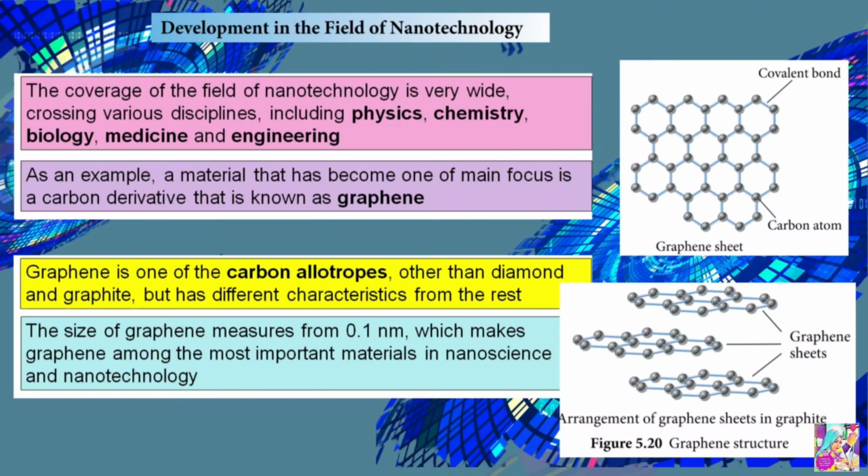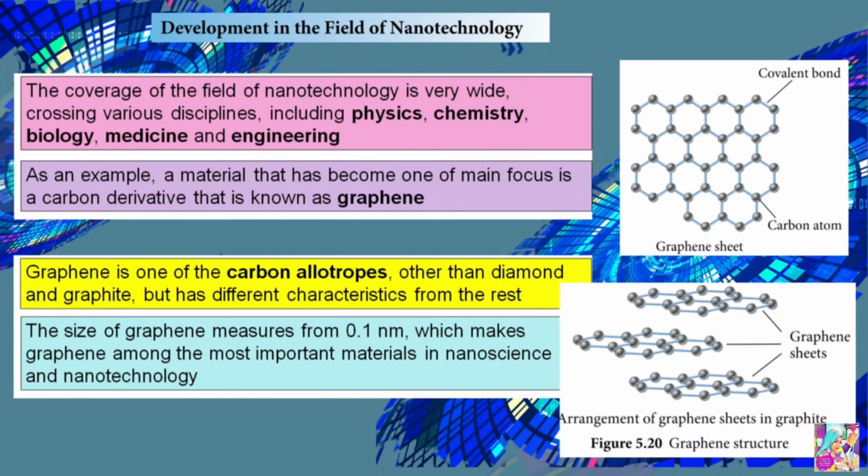Okay, from the first picture, you can see graphene is made up of carbon atoms. So this carbon atom has single covalent bonds with three other carbon atoms. So one carbon has single covalent bonds with the other three carbon atoms.